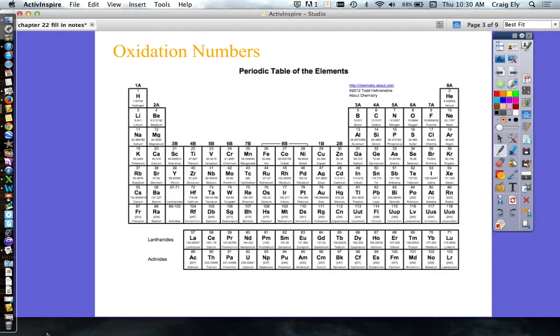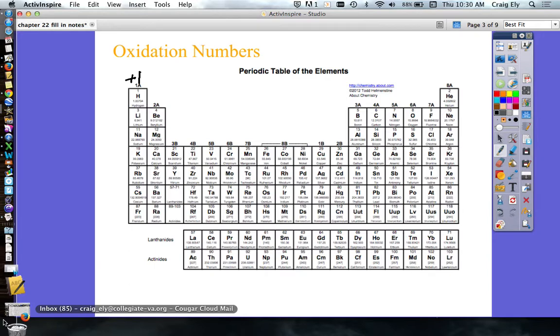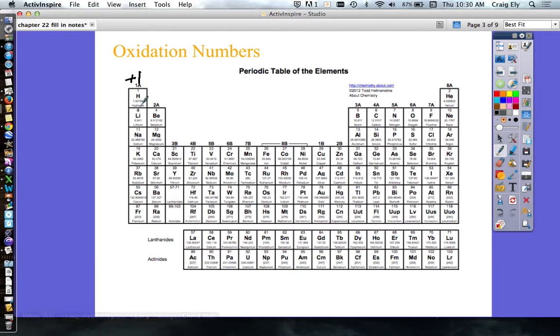Okay, so we know that group 1 has 1 valence electron. So if it has 1 valence electron, that means it's going to lose that electron, and it's going to have a +1 charge. All right? So a +1 charge. Group 2 has 2 valence electrons, and so it's going to lose 2 electrons, and therefore it's going to have a +2 charge. All right?